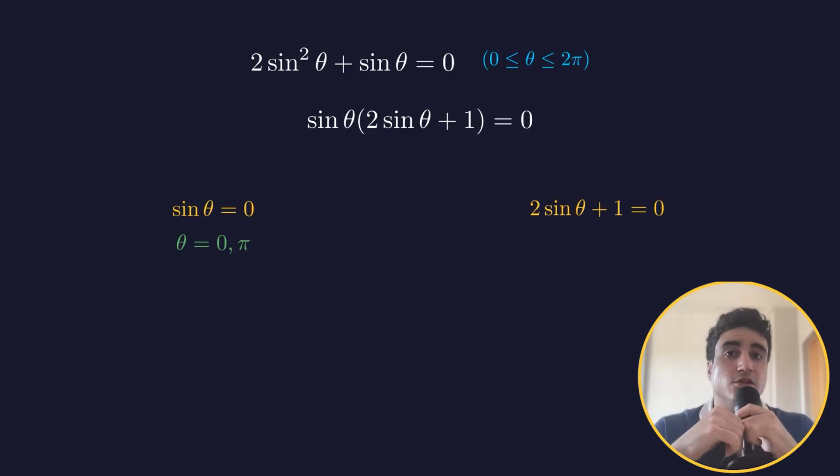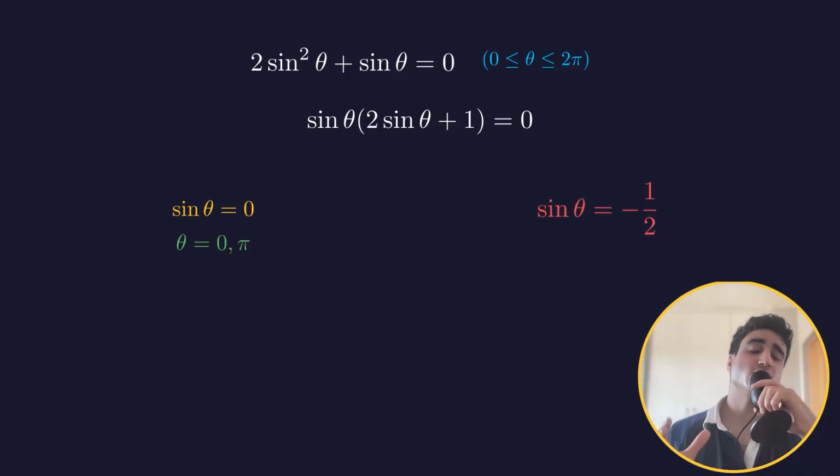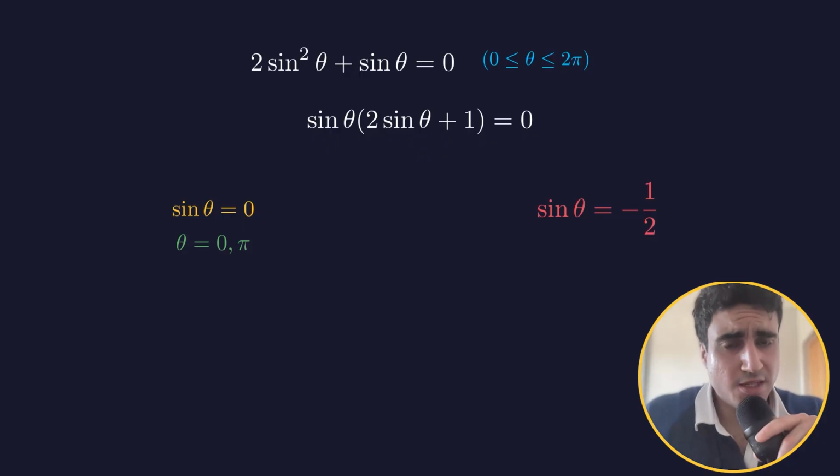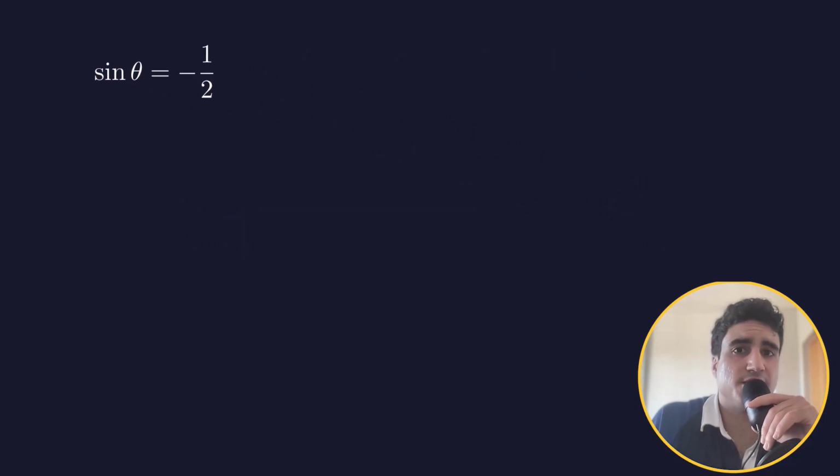Meanwhile, we've got 2 sine theta equals negative 1, which means that sine theta is going to equal negative half. Now make sure to pay attention to this bit, because this is where people can slip up really easily, and that's what we're trying to solve. So this is really important. If you recall, sine theta is equal to negative 1 over 2, because 2 sine theta was equal to negative 1. Therefore, what does that mean?